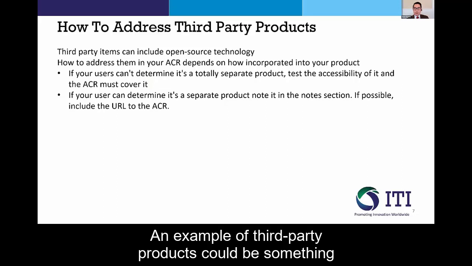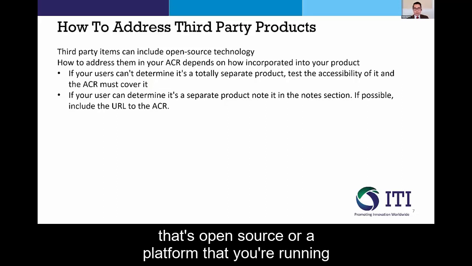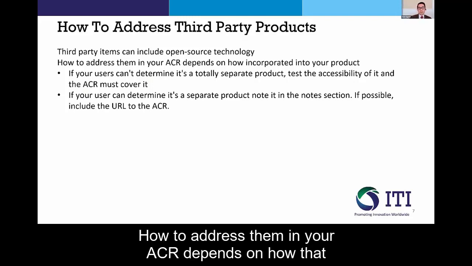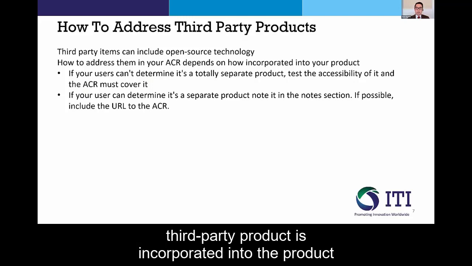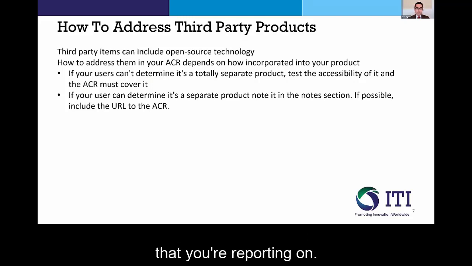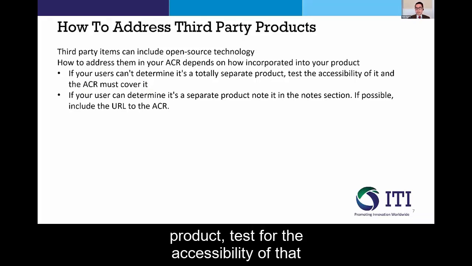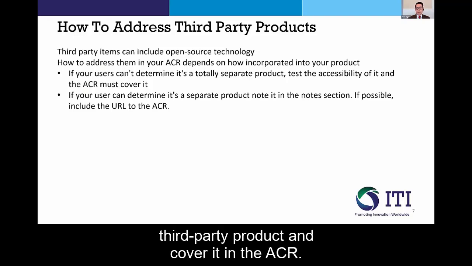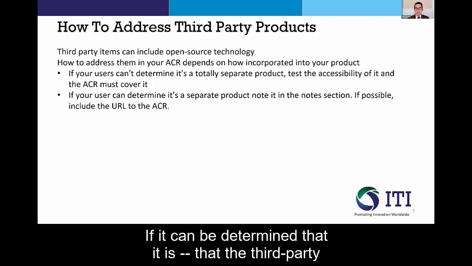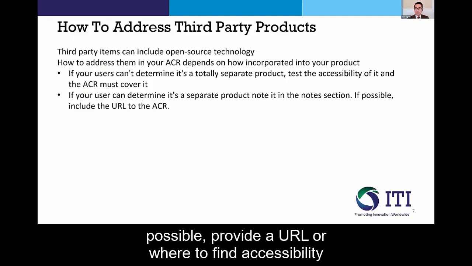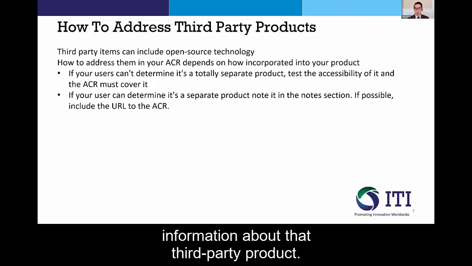How to address third-party products? An example of third-party products could be something that's open source or a platform that you're running on that you're dependent on. How to address them in your ACR depends on how that third-party product is incorporated into the product that you're reporting on. If the user can't determine that it's a totally separate product, test for the accessibility of that third-party product and cover it in the ACR. If it can be determined that the third-party product is a separate product, note that in the ACR, and if possible, provide a URL or where to find accessibility information about that third-party product.